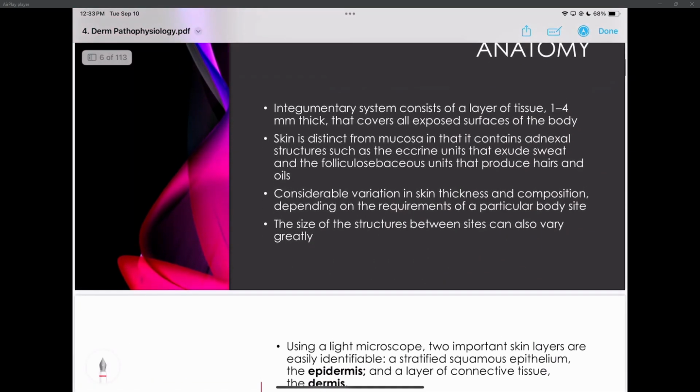Anatomy of the skin, it's only about 1 to 4 millimeters thick. Obviously, all exposed area. Skin is distinct from mucosa, okay, because the skin has adnexal structures like eccrine units, sweat glands, hair and oil is from the skin. The mucosa is your mouth, the inside of your mouth. So there's a difference in what is skin versus what is mucosa.